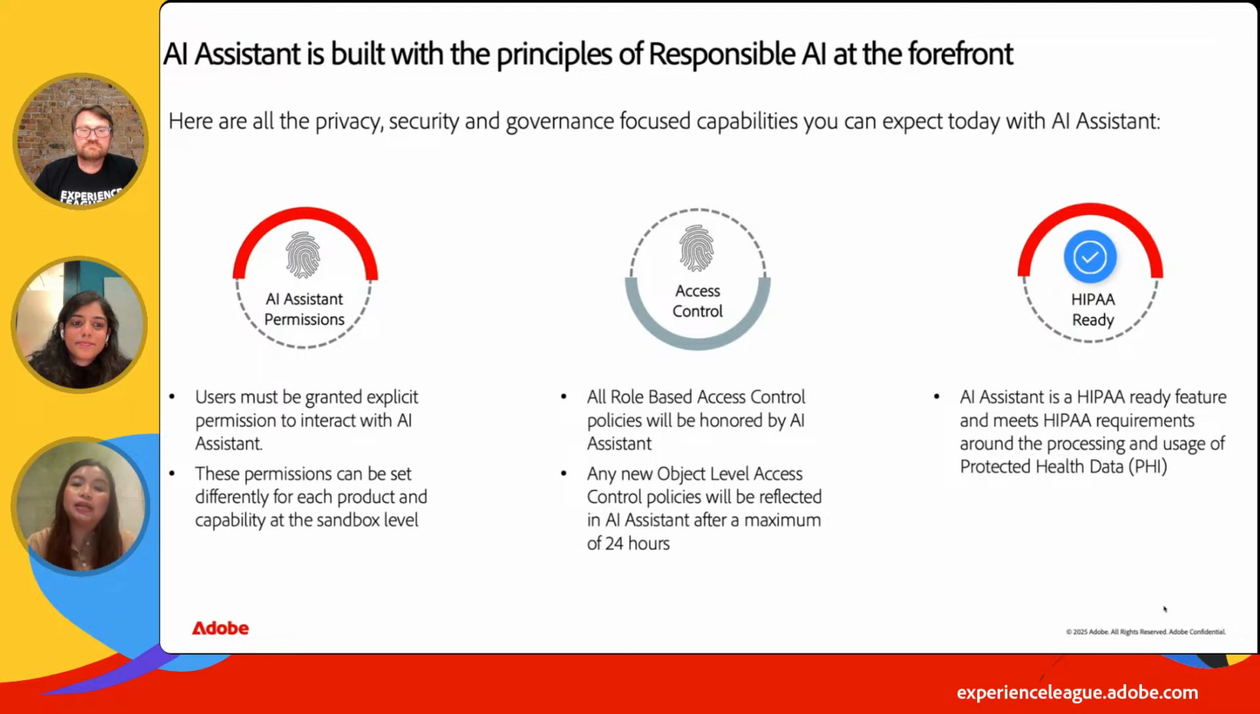So firstly, permission. As Namita has mentioned, AI Assistant is not on by default, so users must be granted permissions by their administrators to be able to interact with AI Assistant. These permissions can be set differently for each product. So maybe a user will be able to access AI Assistant on RTCDP, but not in AJO, for example, depending on their role, and the different capabilities can also be set at the sandbox level.